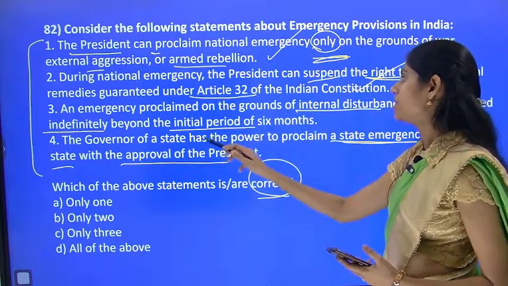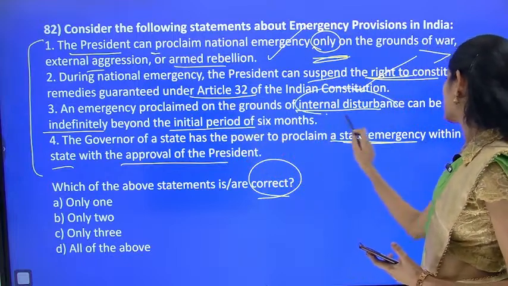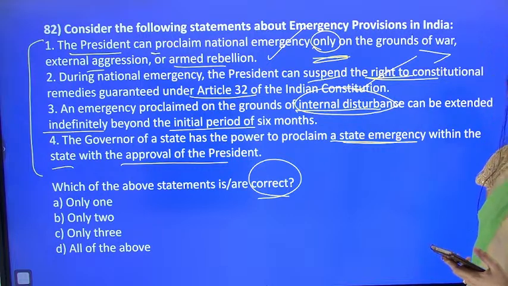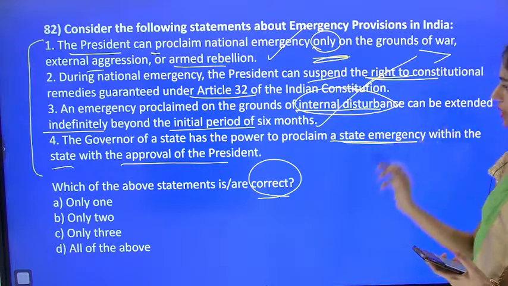And next one is, an emergency proclaimed on the grounds of internal disturbance can be extended indefinitely beyond the initial period of 6 months. Yes, this statement is also correct.